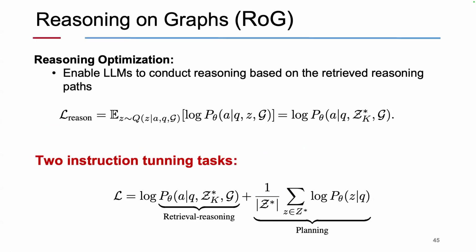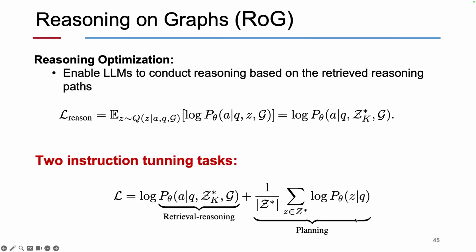For the reasoning optimization, we try to enable the large language model to conduct reasoning based on the retrieved plans. So we feed the retrieved reasoning path and the question into the large language model, and we ask the LLM to maximize its probability of generating the final answer correctly, so that this kind of complex planning, retrieval, and reasoning framework can be decomposed into two simple instruction tuning tasks.